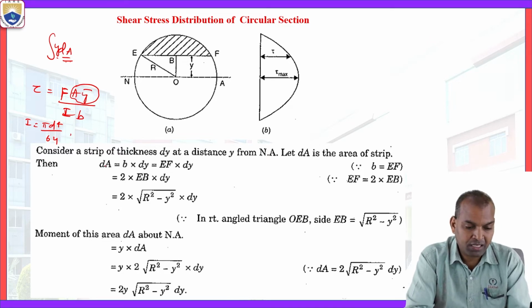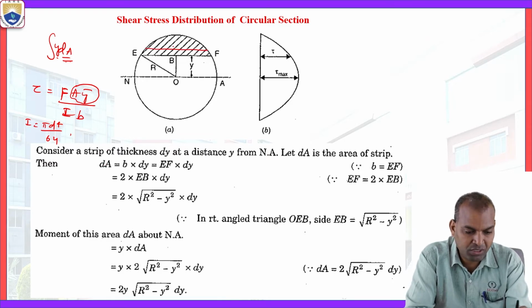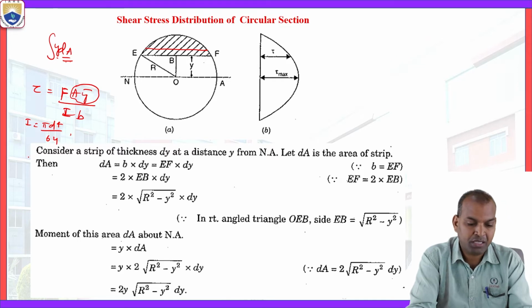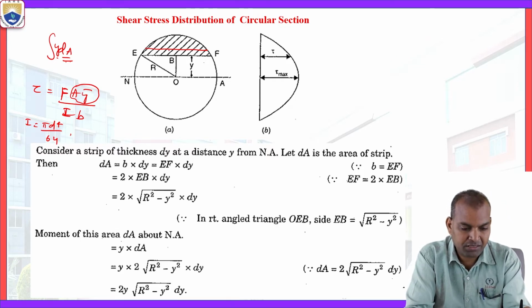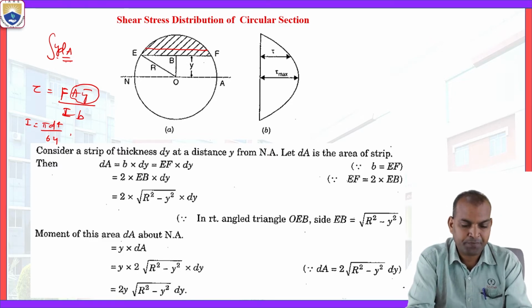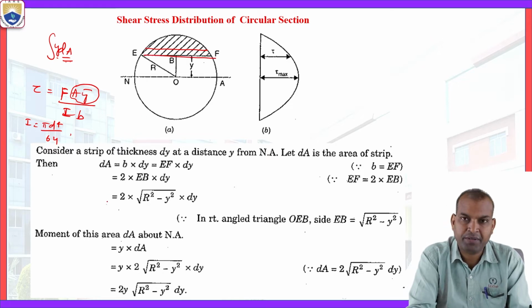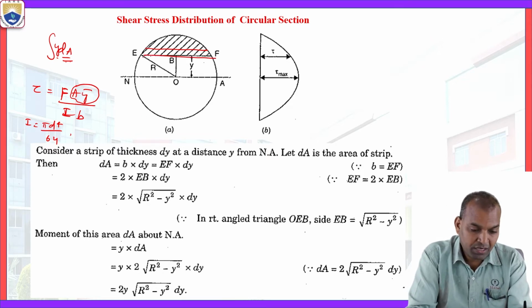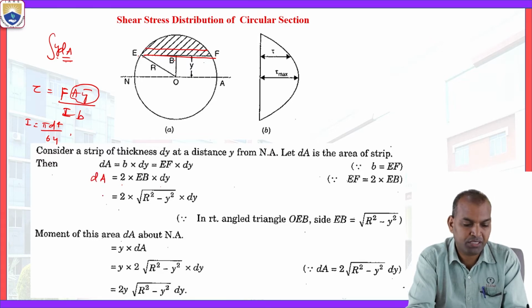Then dA comes from B dy. We are considering a small rectangular strip, where B is the width and dy is the thickness, so width into thickness is B dy. That B dy is nothing but EF into dy. EF equals 2 times EB, so substituting 2 times EB in place of EF, dA equals 2 times EB dy.